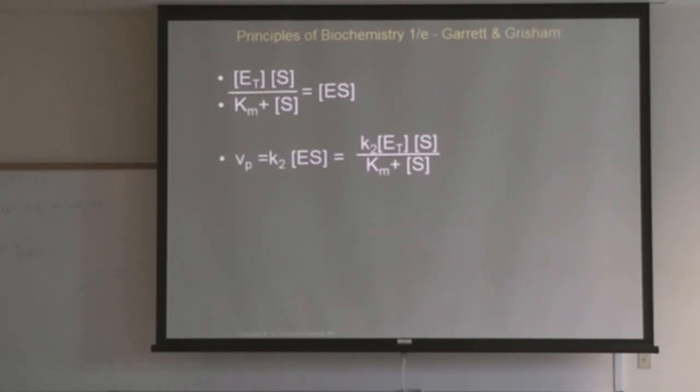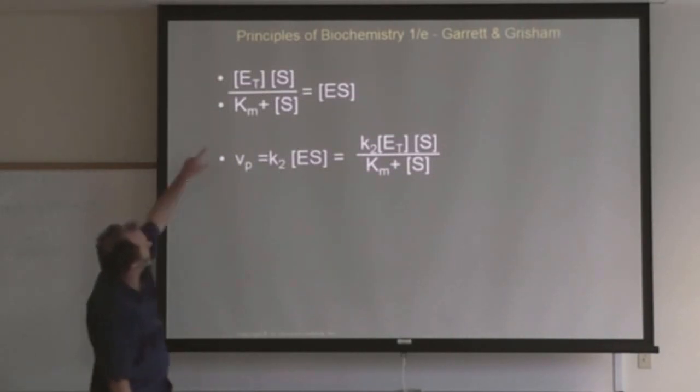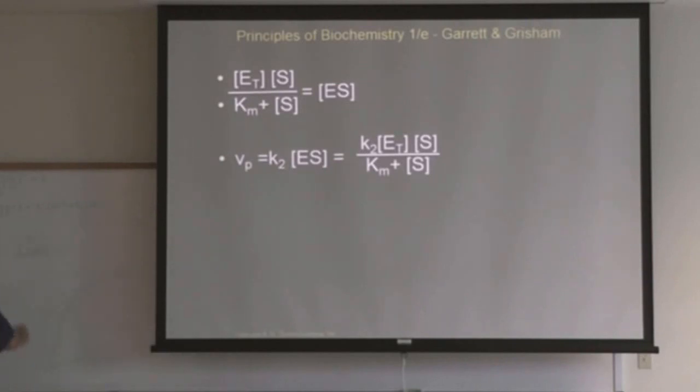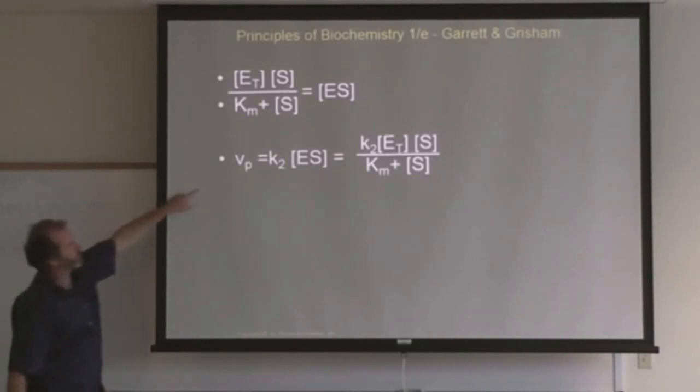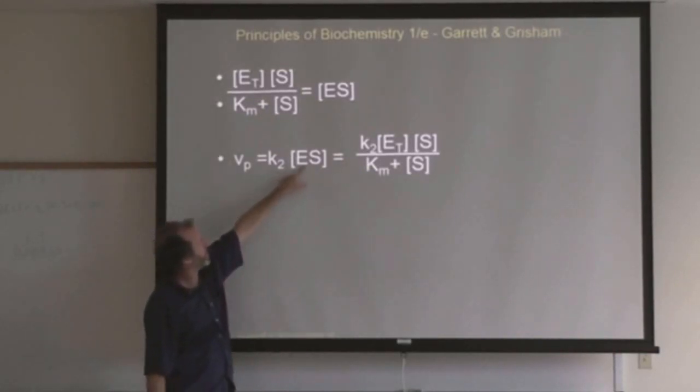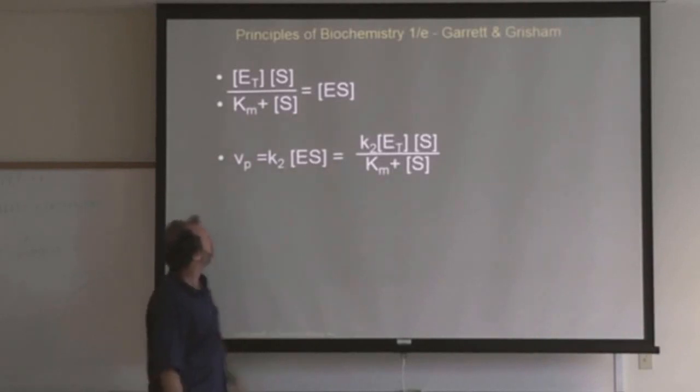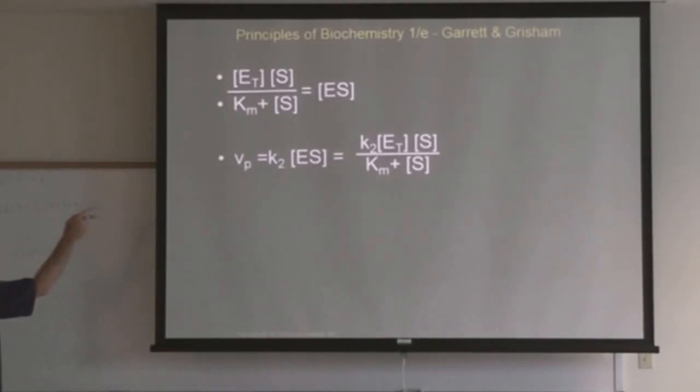So then we can rearrange that to get this, because we're trying to solve for the ES. So the velocity of production is going to be K2 multiplied by ES, and that's going to be equal to, well, first we solve for ES. Do you guys see how we solve? I don't show it there. So we're going to have to rearrange this to get ES out of it.